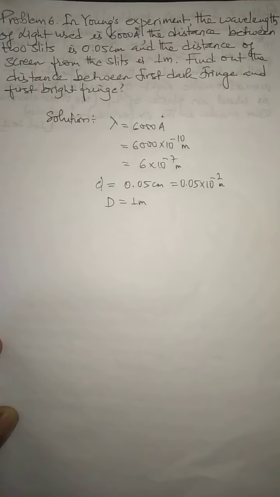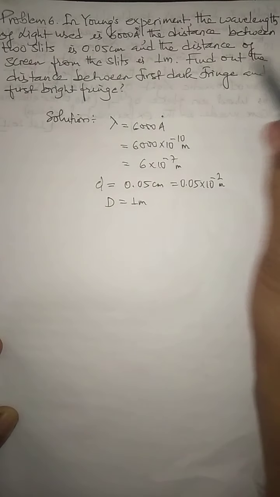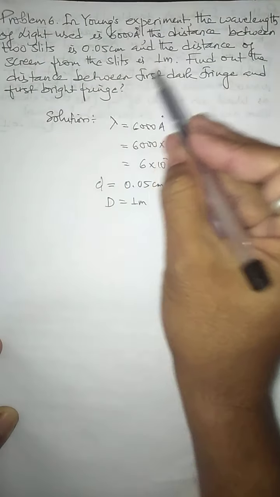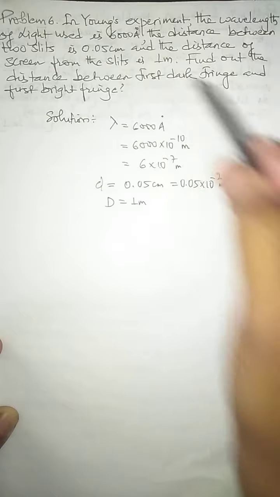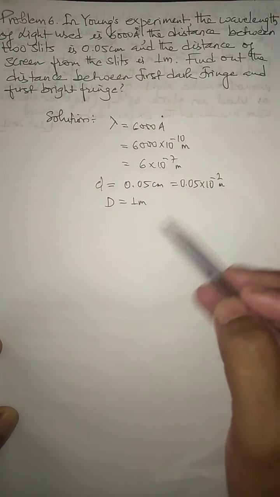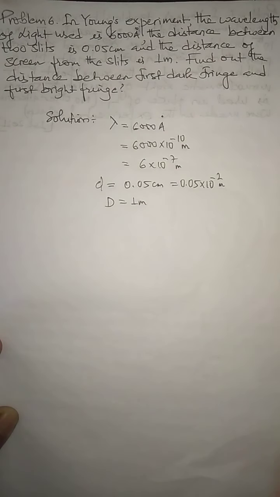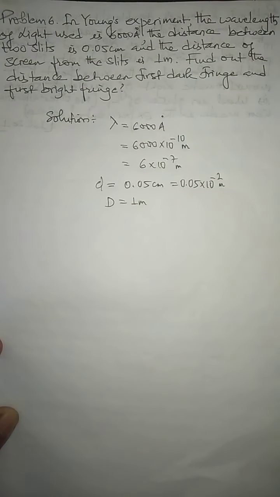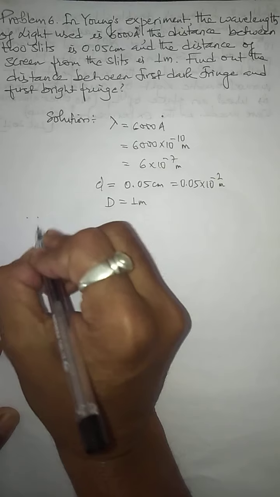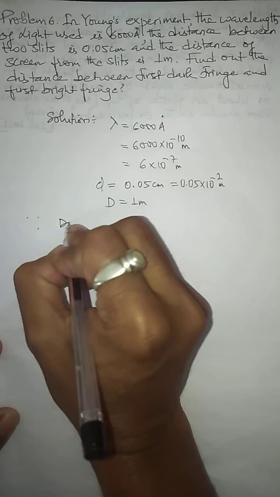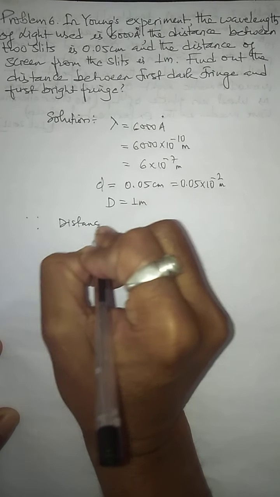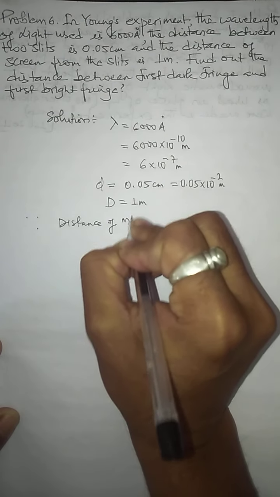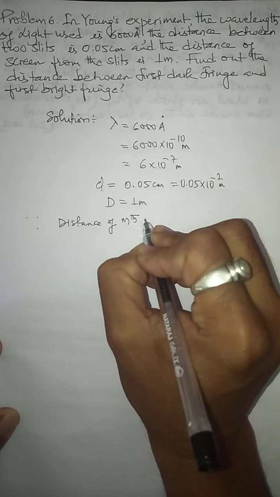From here what we need to find out is the distance between the first dark fringe and the first bright fringe. In this question we are not asked to find the fringe width. Now we have to find the distance between the first dark fringe and the first bright fringe. To calculate it, I use a formula for the distance of the mth dark fringe.